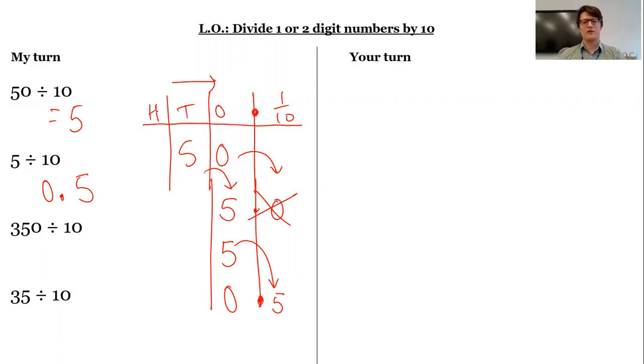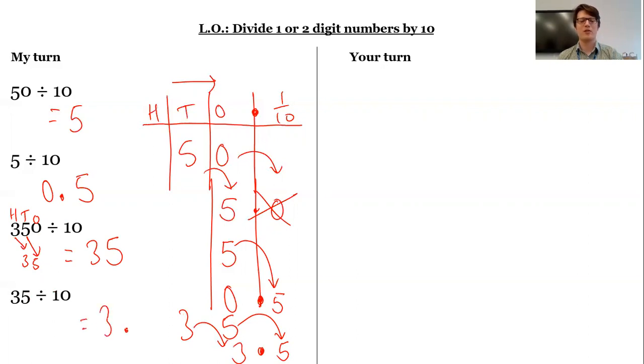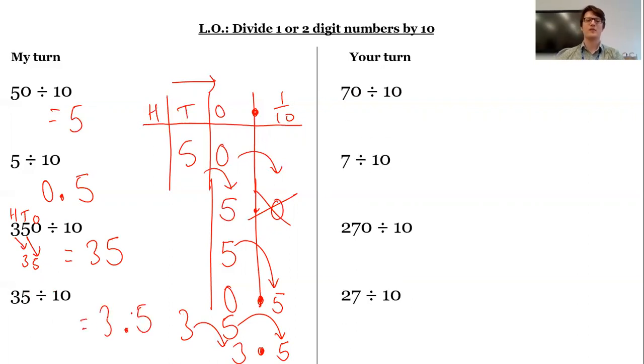Again, if we do 350 divided by 10, well, the 300 is going to move to the tens, the 5 is going to move to the ones, and the 0 is going to move to the tenths. So I'm left just with 35. This one here, if I've got 35 now divided by 10, well, 5 becomes 5 tenths, so I need my decimal point. 3 tens become 3 ones. So I'm left with 3.5. Your turn. Pause the video, unpause when you're ready for the answers.